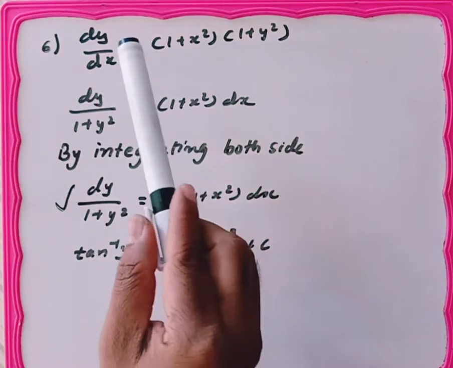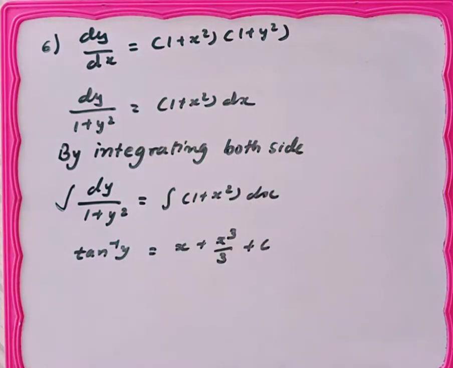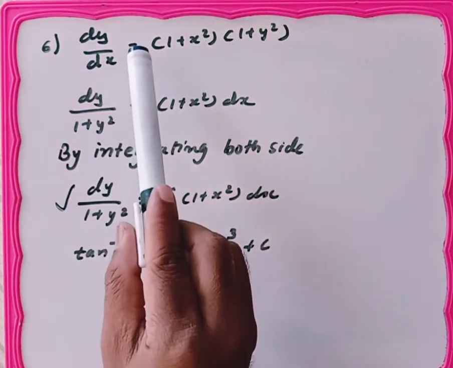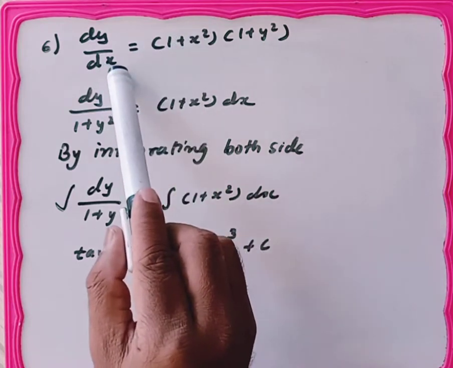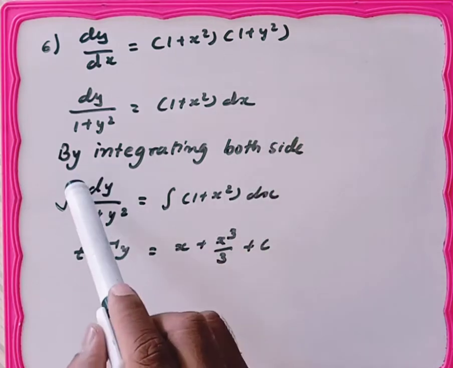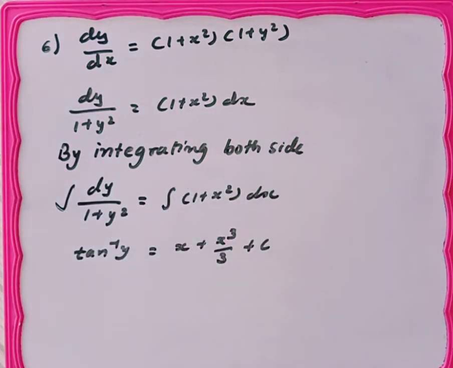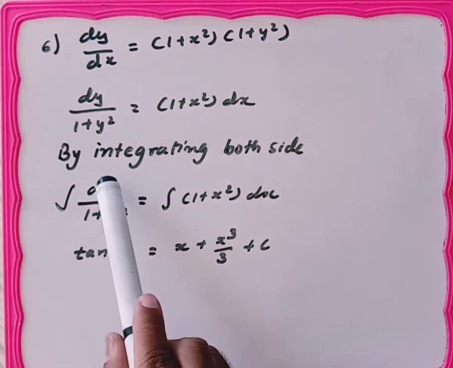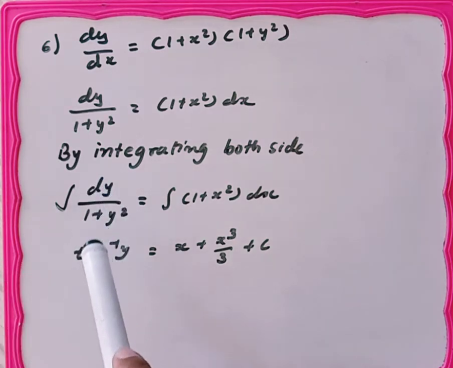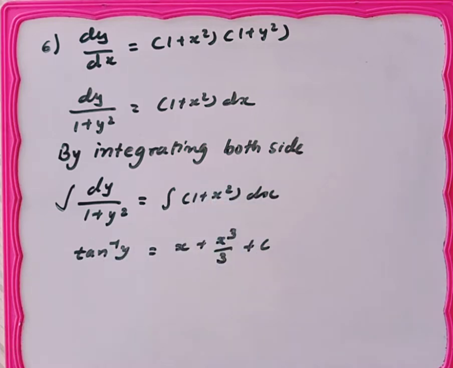The sixth question we have dy by dx equals (1 plus x square)(1 plus y square). So we will have dy by (1 plus y square) equals (1 plus x square) dx. By integrating both sides, we get integration dy by (1 plus y square) equals integration (1 plus x square) dx. So we know that the integration of 1 upon 1 plus x square is tan inverse, and so tan inverse y equals x plus x cube by 3 plus c.